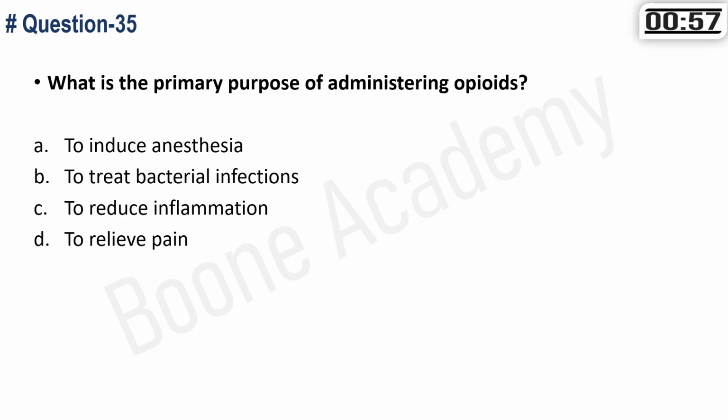Question 35. What is the primary purpose of administering opioids? A. To induce anesthesia. B. To treat bacterial infection. C. To reduce inflammation. D. To relieve pain. You have 1 minute to answer your question.